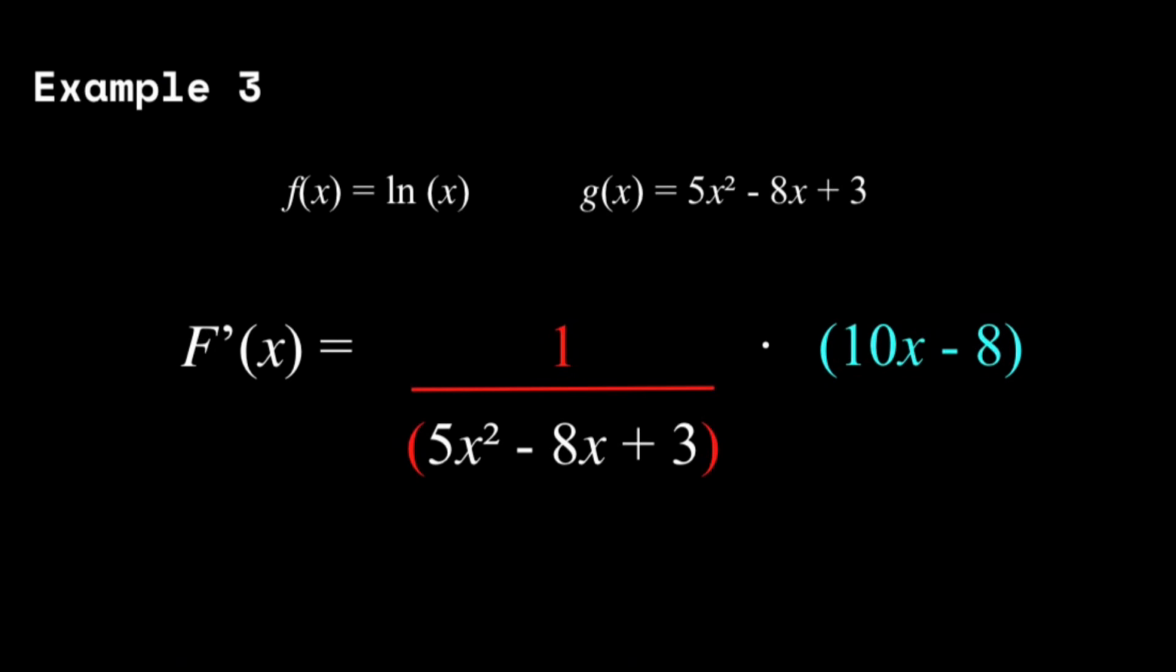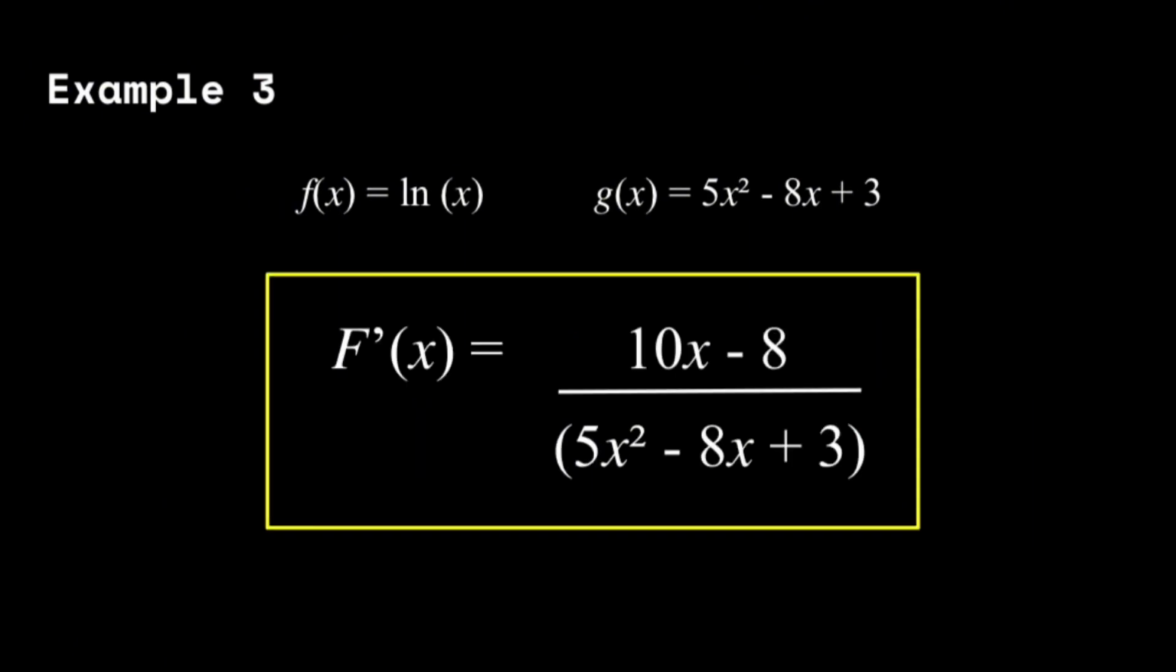So you should have 1 over 5x squared minus 8x plus 3, and then again you find the derivative of the inside function, 10x minus 8, and multiply it by the outside function derivative. Similar to the last problem, we can again simplify our answer and multiply the inside function by the outside function and move the inside function into the numerator, and this should be your final answer.